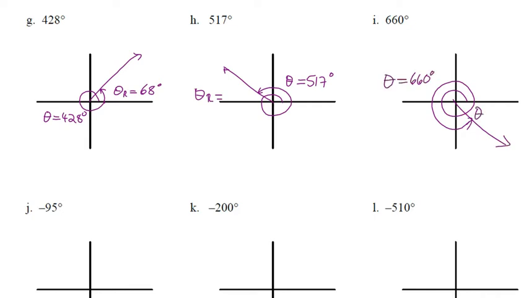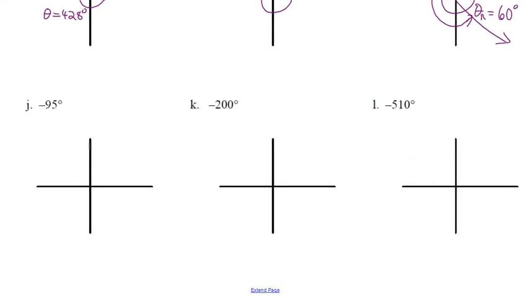So what's the reference angle for I? 60. Well, what's the reference angle for here? 23. And what's the reference? Oh, we did that one. Okay, so there. Is this good then? It's all good? Okay, how are we going to show negative 95 degrees? Okay, so we're going to rotate the other way. Rotating the other way is clockwise. So theta is negative 95.